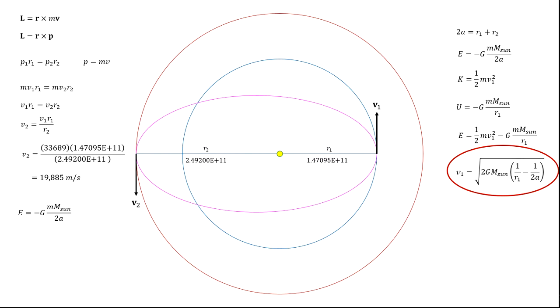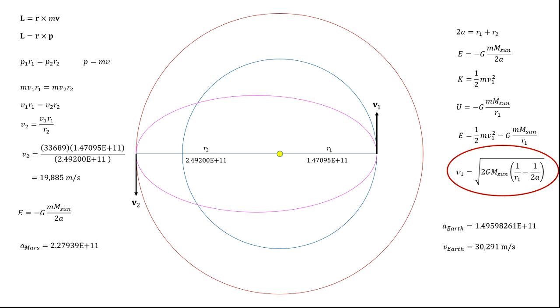Now let's compare the velocities of the transfer orbit with the velocities of the planets, Earth and Mars. We use this equation for that. We said that the Earth is at perihelion, 1.47095 times 10 to the 11th meters from the Sun. The semi-major axis of the Earth is 1.49598261 times 10 to the 11th meters. If we plug in the distance to the Earth and Earth's semi-major axis into the vis-viva formula for velocity, we get 30,291 meters per second at perihelion.